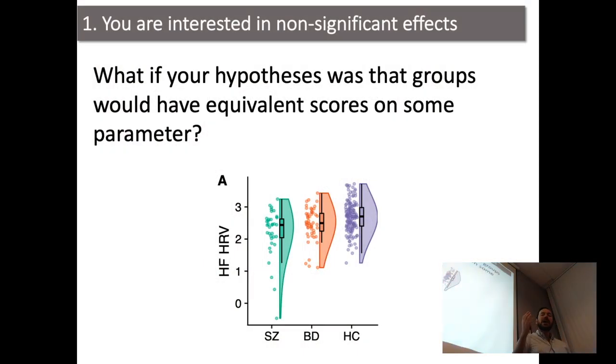Now, the first reason is perhaps you're interested in figuring out whether two groups have equivalent effects. This is a paper that we're currently working on, looking at heart rate variability between schizophrenia, bipolar disorder, and healthy controls. Based on our prior research, we would expect that heart rate variability, which is a measure of parasympathetic nervous system activity, would be equivalent between bipolar disorder and schizophrenia. Right now, with typical p-value hypothesis testing, all you could say is, well, these groups were not different. We have no way of knowing whether it's because they're actually equivalent or because the data was insensitive. They look pretty similar, but we have no way of knowing using our conventional methods whether they are equivalent.